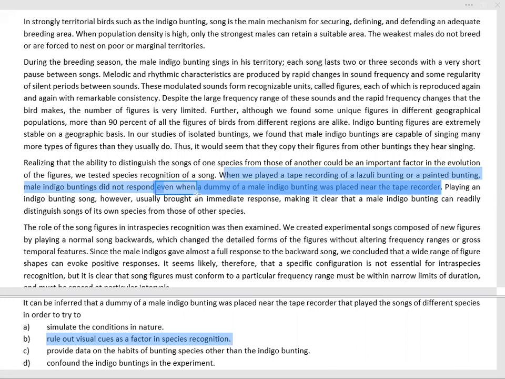Although they did not get a response, they tried to rule out whether there were any visual cues, because it is possible that if the bird didn't see another bird, then it would probably not respond. To rule that out, they placed a dummy of a male indigo bunting near the tape recorder, and despite that, the male indigo bunting did not respond. So we find that they were ruling out visual cues as a factor in species recognition, because the only significant factor they needed to test was the songs, an audio-based factor. They wanted to rule out visual factors as contributing to or interfering in the recognition.